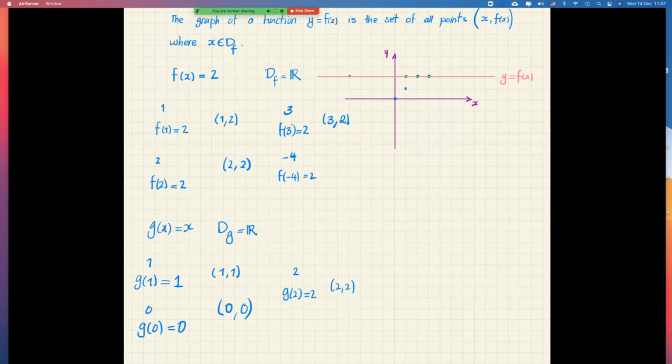So for example, let me draw it with a different color here. So that would be the graph of this function then. It should pass through these points, okay? So this becomes y equals g of x. And for example, this point is the point of intersection between these two graphs. Yes, there is an intersection point here.